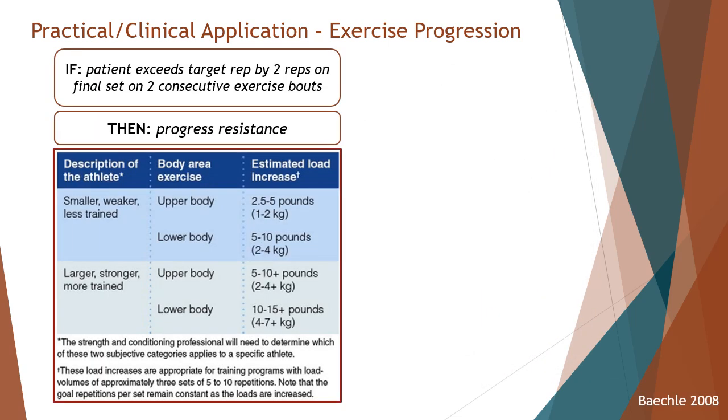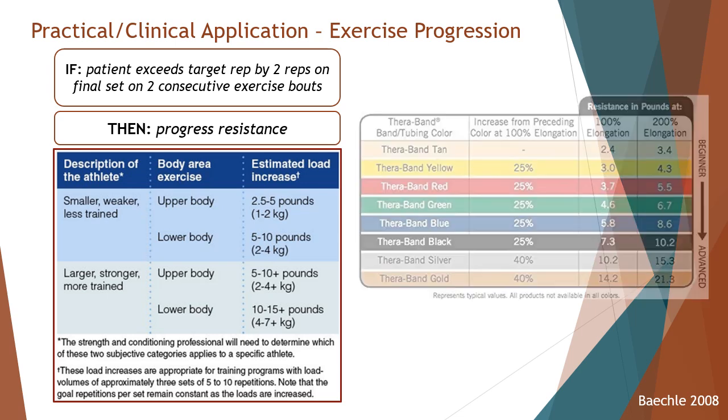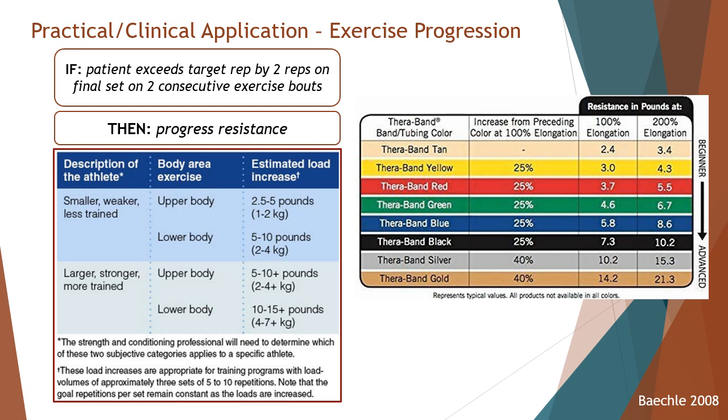And there's the 2x2 rule, kind of just spelled out for you. If the patient exceeds the target rep by 2 reps on their final set on 2 consecutive exercise bouts, then you want to progress your resistance. This is directly from the Essentials of Strength and Conditioning from the National Strength and Conditioning Association, or NSCA.